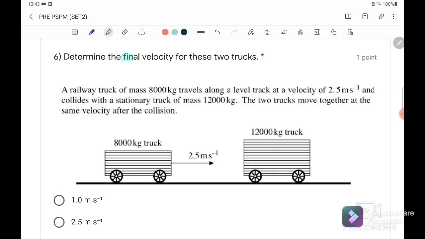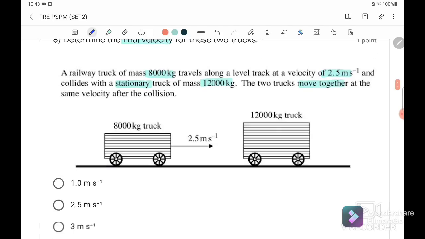Question number 6. Determine the final velocity of these two trucks. Initially, a railway truck of mass 8,000 kg travels along a level track at 2.5 meters per second and collides with a stationary truck of mass 12,000 kg. After that, these two trucks move together with the same velocity. So we want to find the velocity after the collision.